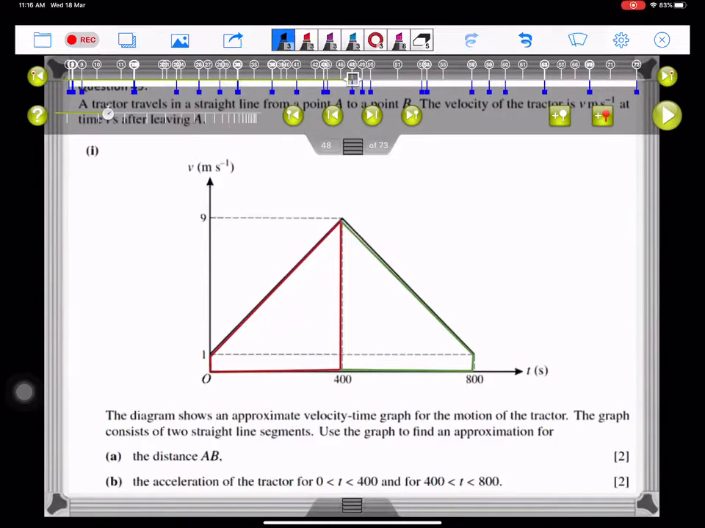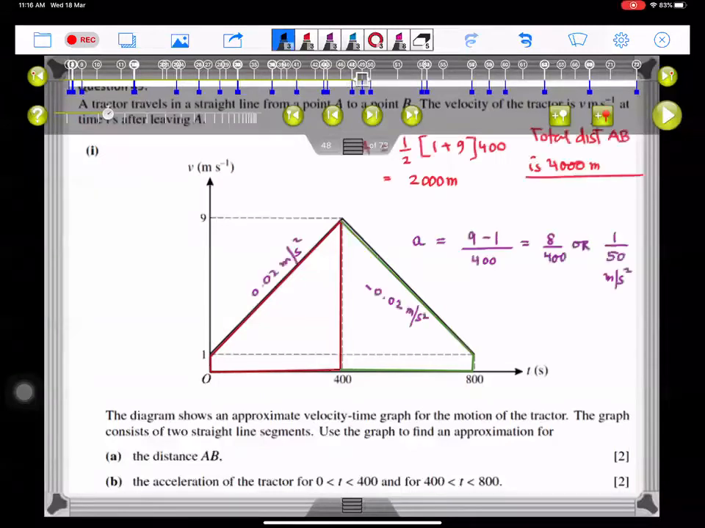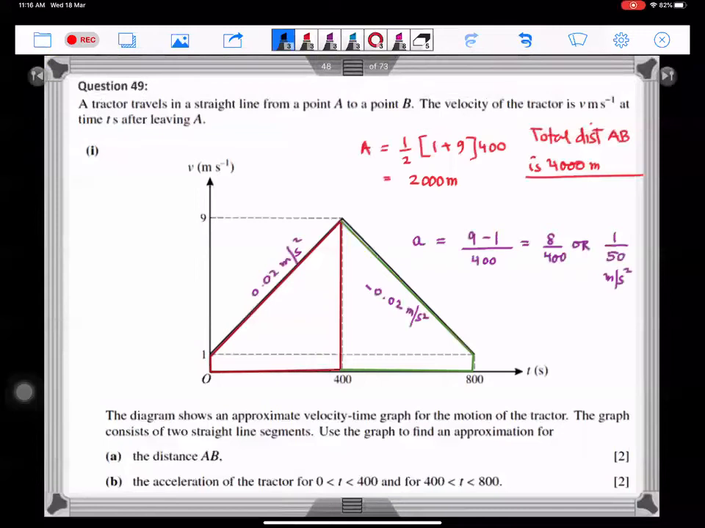As far as the acceleration is concerned, it is the concept of gradient, change in y over change in x. Look at the working. Area of trapezium, half, bracket, sum of parallel sides, bracket closed, multiplied by height. Answer comes out to be 2000, double it up, that is 4000 meters, that is the total distance covered.